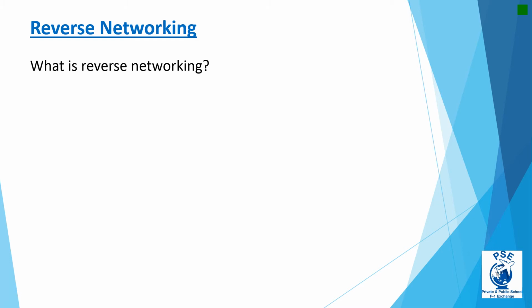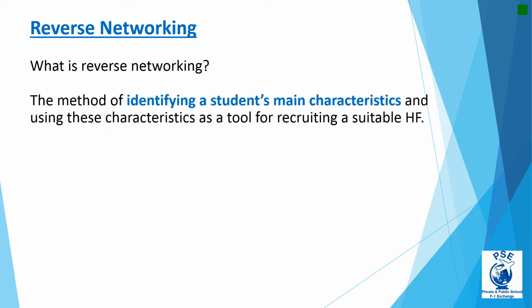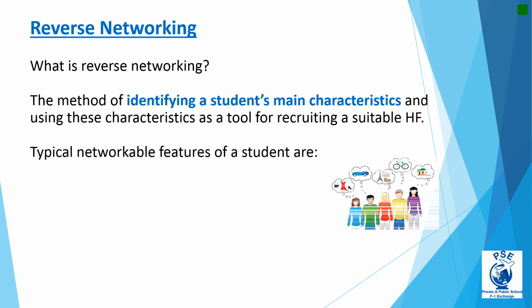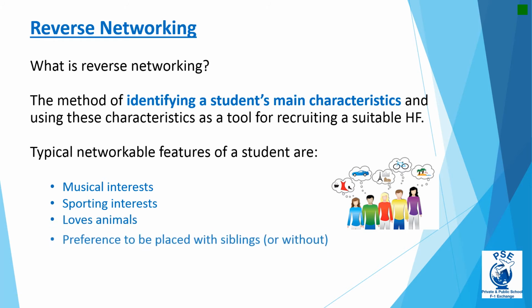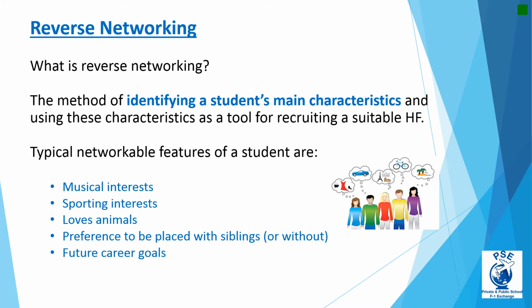Now, we're going to explore the recruiting technique called reverse networking. This is the method of identifying a student's main characteristics and using these characteristics as a tool for recruiting a suitable host family specifically for that student. Typical networkable features of a student are musical interests, sporting interests, if the student loves animals, if the student prefers to be placed with siblings or without, future career goals, for example, if they aspire to become a doctor or a lawyer, and the student's religious beliefs.